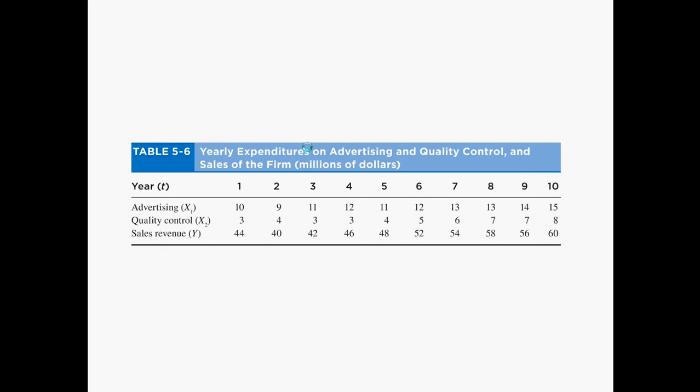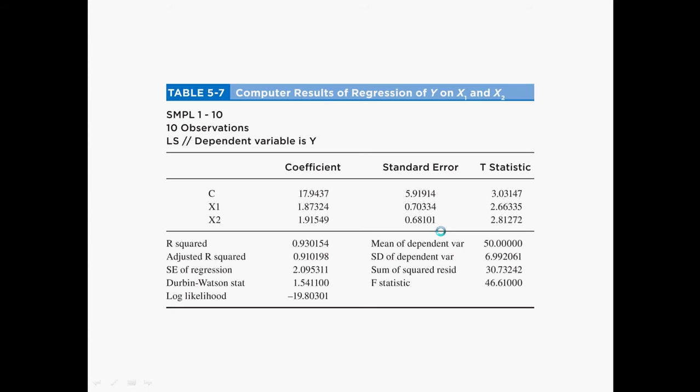Okay, so suppose we have advertising, quality control, and sales. So we're interested in the correlation between these three variables. Without going into detail about the formulas, you can run a regression. What this shows you is the coefficients for each of the explanatory variables.